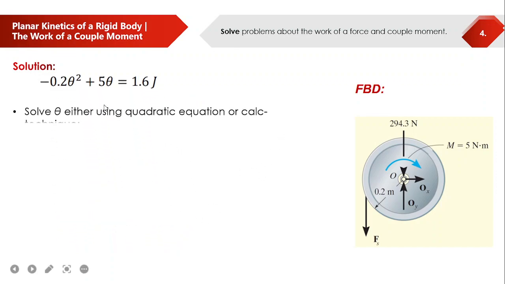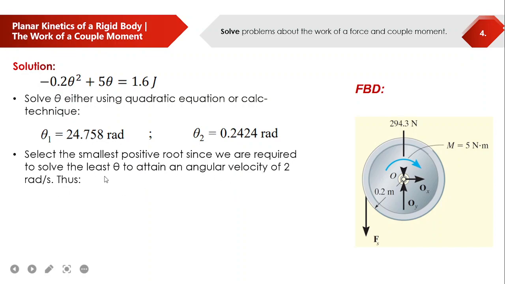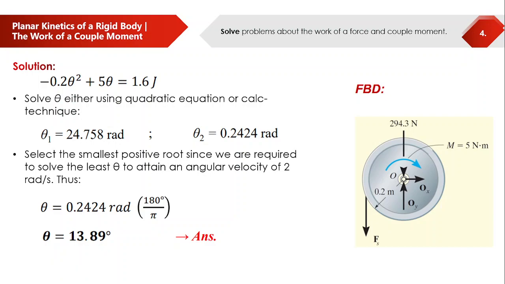So solving for the theta, either using quadratic equation or calculator technique, pwede kayong pumili sa dalawa na technique, kasi pwede itong sa calculator, diba? Shift mode, tas equation, so doon you can have your values. So select the smallest positive root since we are required to solve the least theta to attain an angular velocity of 2 rad per second. So, thus, your theta is equal to 0.2424 rad. Convert natin sa degrees, we have 180 degrees per pi to convert this rad to degrees. We have your angle to be 13.89 degrees. So that's how you solve your theta using the principle of work and energy.